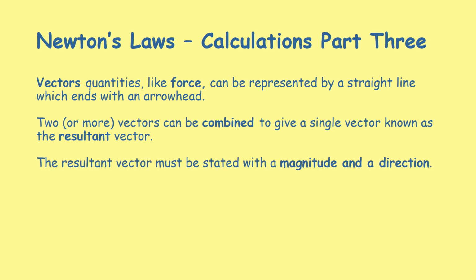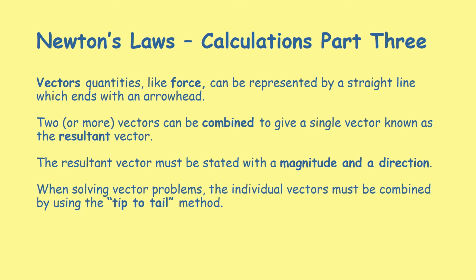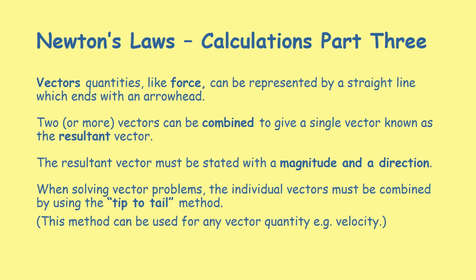The resultant vector must be stated with a magnitude and a direction. When solving vector problems, the individual vectors must be combined using the tip-to-tail method. This method can be used for any vector quantity, for example, velocity. In this case, we will be using it for force.